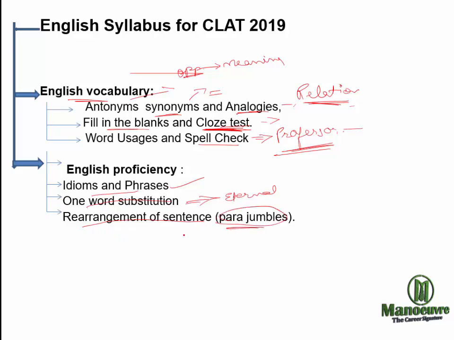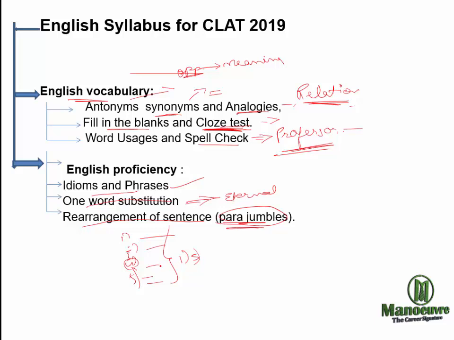Parajumbles is nothing but a higher version of rearrangement of the sentence. Over here there might be 4 to 5 options they will give you, whereby the whole sentences are jumbled up. So you have to rearrange them, naming them. Say over here the fourth sentence is the first sentence, then the fifth sentence is the second sentence. When you rearrange these sentences that way, it gives you a meaningful paragraph.